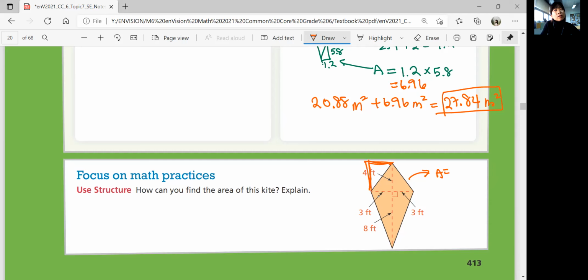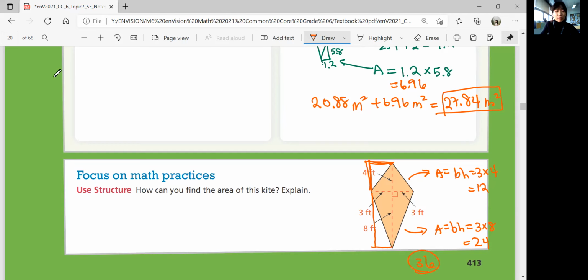So for the top, you can find base times height for these two triangles. You can find the area of the rectangle, right? Base times height, so 3 times 4. Then for this one, you can also add the other triangle over here to get the rectangle. So this is also base times height, 3 times 8. And then you add them. 12 and 24, you add them and you get 36.